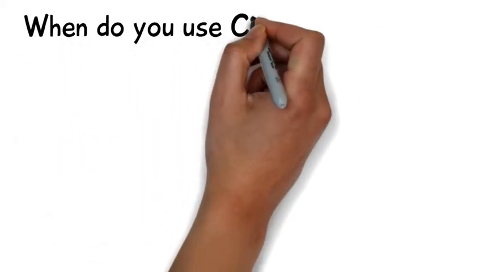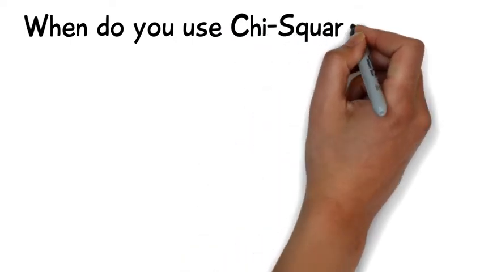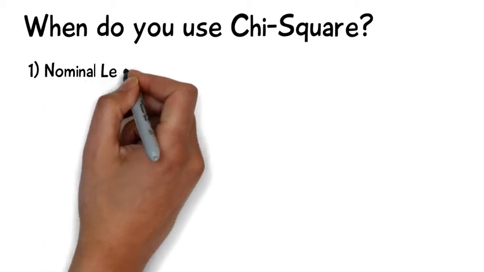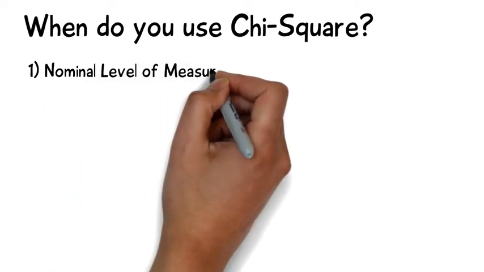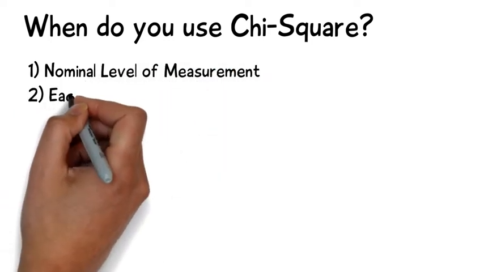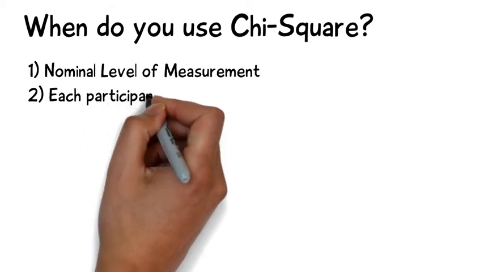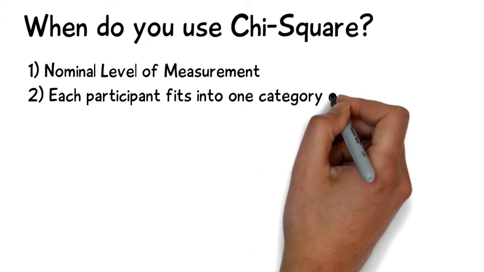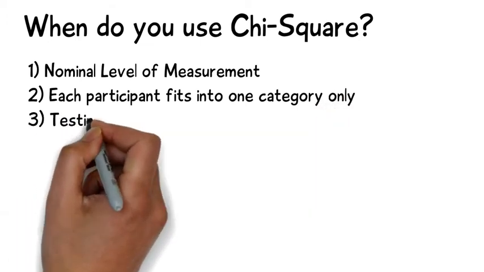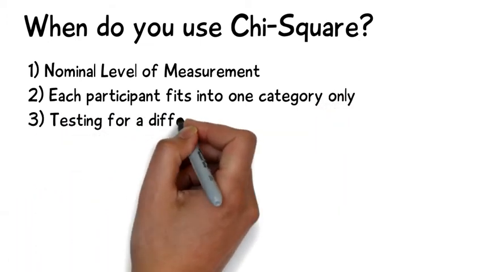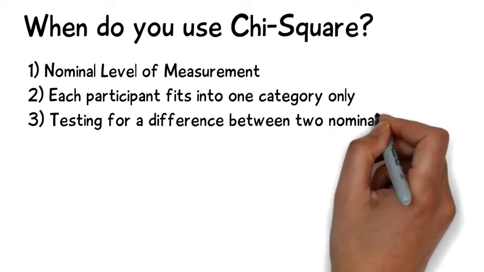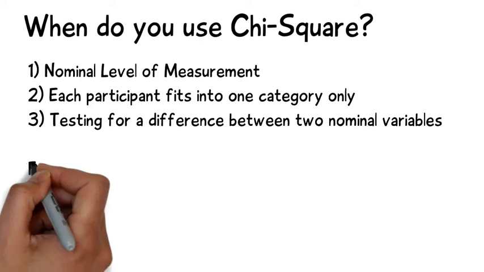So when do you use Chi-Square? Well, first and probably most importantly, it's when you use the nominal level of measurement. So in other words, your data is in categories. Secondly, each participant fits into one category and one category only. And thirdly, it's when you're testing for a difference between two or more nominal variables.